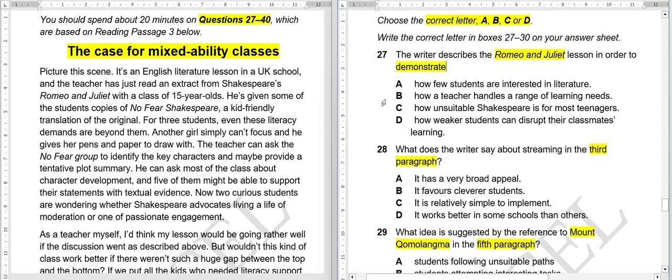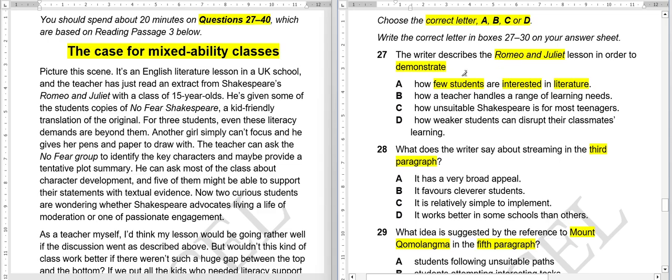Show. So the writer is describing these lessons in order to show something. Let's see what he wants to show us. How few students are interested in literature. So he wants to show the number of students, like they are very few. There are very few students that are interested in literature. How a teacher handles a range of learning needs.